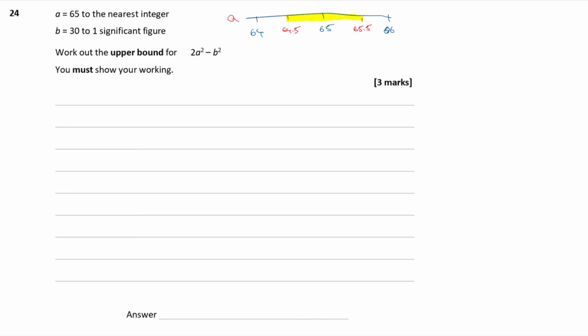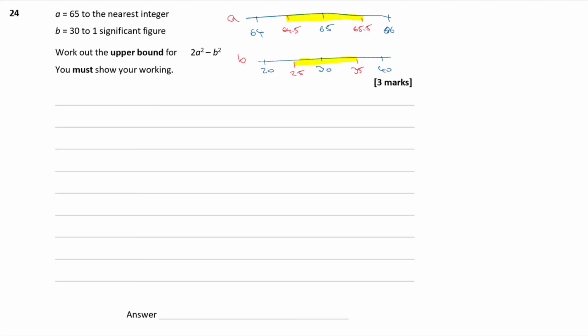And then B, again, if I start with a number line, now this one is 30 to one significant figure. Now one significant figure is the first digit of my number, which is the 3, and that's in the tens column. So if it's been rounded to the nearest 10, 10 units below would be 20, 10 units above would be 40. And so the numbers rounding to 30 are going to be halfway between those or closer. So halfway between 20 and 30 is 25, and halfway between 30 and 40 is 35. Okay, so they're my bounds for B. So A lies between 64.5 and 65.5, and B lies between 25 and 35.